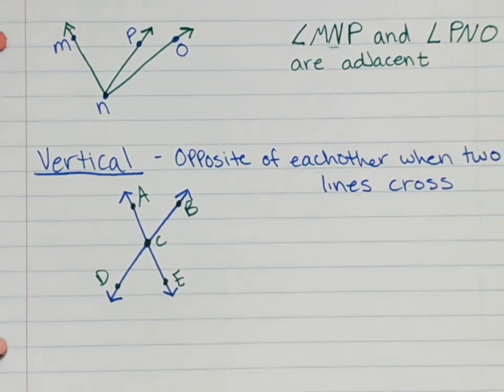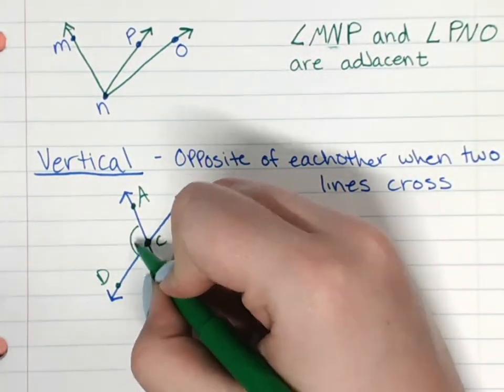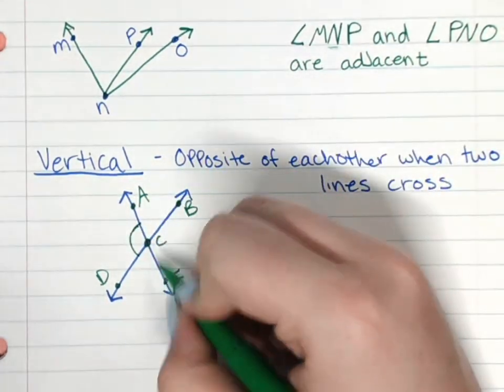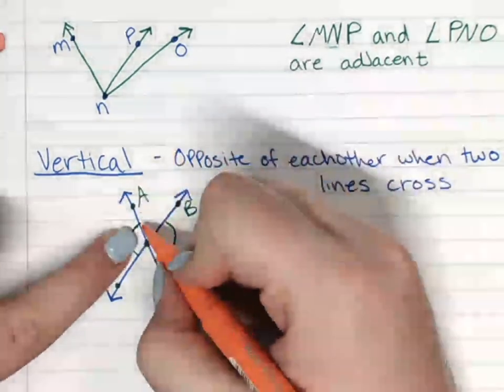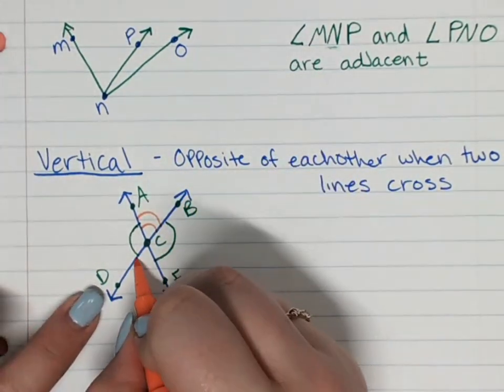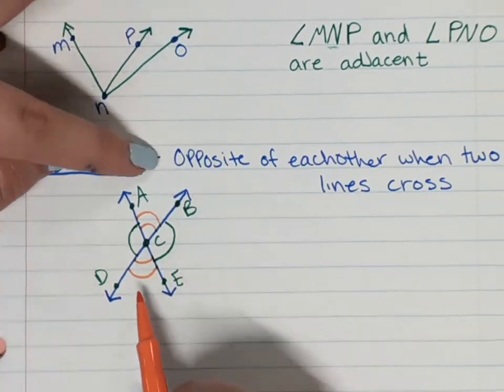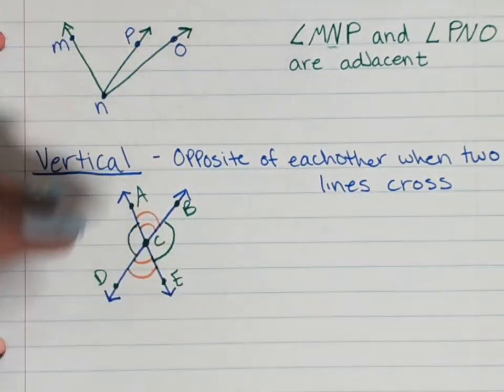So, angle ACD and BCE are vertical angles. And angles ACB and DCE are vertical angles because they are opposite of each other. So when two lines cross, they're opposite of each other.